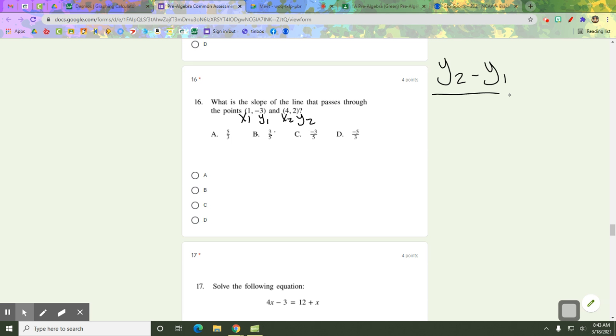y2 minus y1 over x2 minus x1. What's y2? Which one of those I'll label as y2? 2 minus, which one is y1? Negative 3. Which one's x2? 4 minus what's x1? 1. If you struggle with subtracting negatives, I would plug it in the calculator or you'll get it wrong. That's all you do, that'll give you your solution.